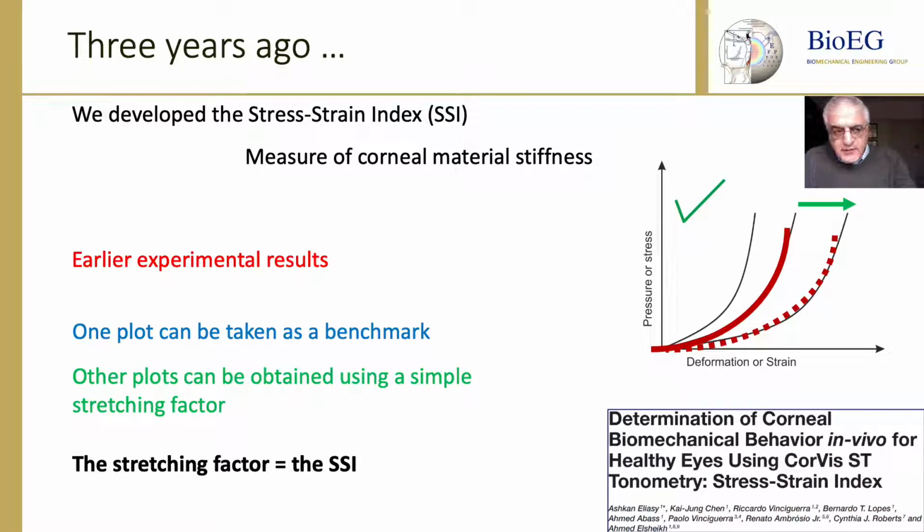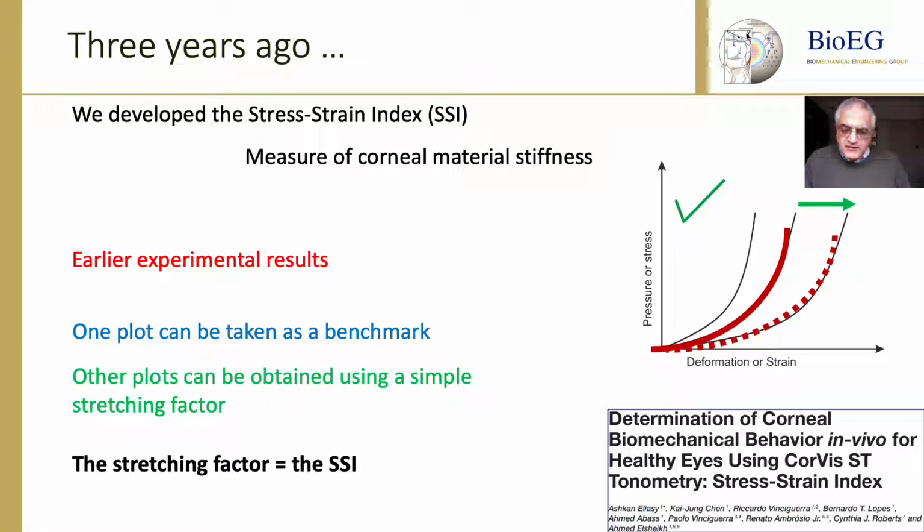Three years ago, you may remember that we presented our work on the stress strain index, or the SSI, which is intended as a measure of corneal material stiffness. The work came from observations of our experimental work on corneal tissue. We found that corneas from different age groups presented similar stress strain behavior, and using a simple stretching factor in the strain direction could move us from one plot to another.